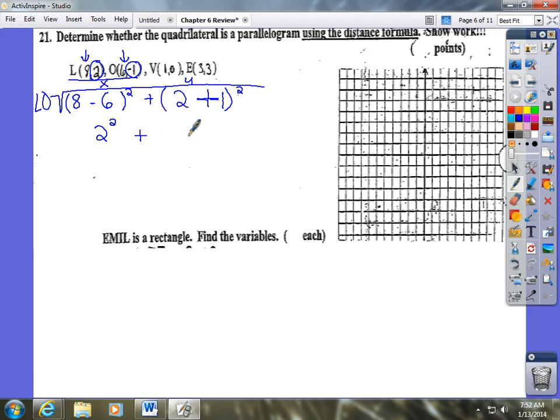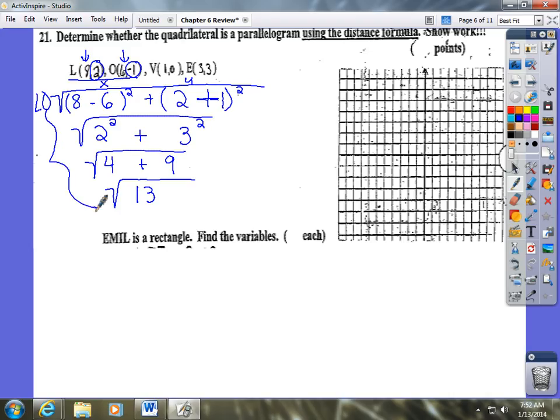So we have 3 squared. 2 squared is 4. 3 squared is 9. So we have the square root of 4 plus 9, which is 13. Now all of these should be in houses, but when I'm working them out, I usually don't put the houses until the end. So I have the square root of 13, and I'm going to leave it like that. Once I have all 4 of our little distance formulas done, you should have 2 that equal this and 2 that equal another number. If you do not have 2 sets of equal numbers, then you do not have a parallelogram.